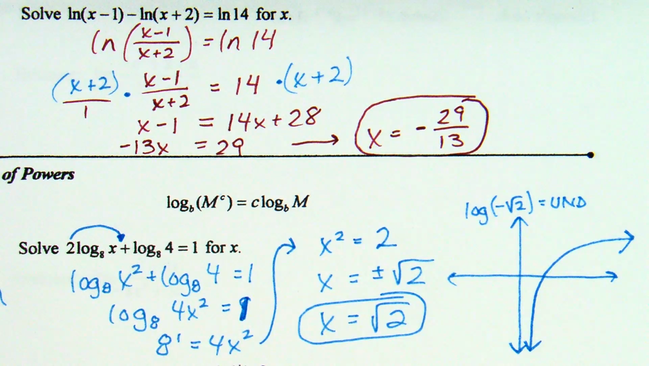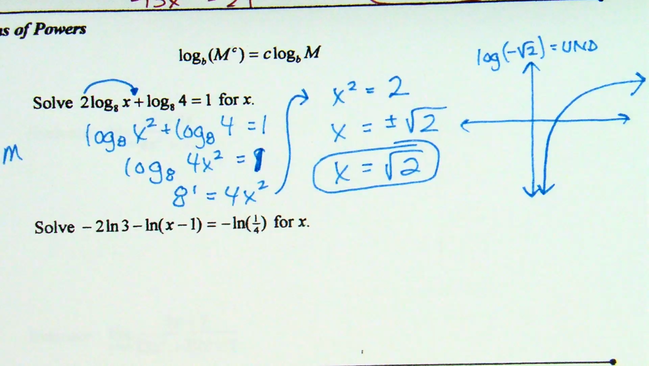Example 4. Negative 2 natural log of 3 minus natural log of x minus 1 equals negative natural log of 1/4. I'm thinking on that for a moment. Wait, what did you say? We can make them all positive. You could distribute a negative to it. He's saying multiply both sides by a negative to get rid of that overabundance of negatives.